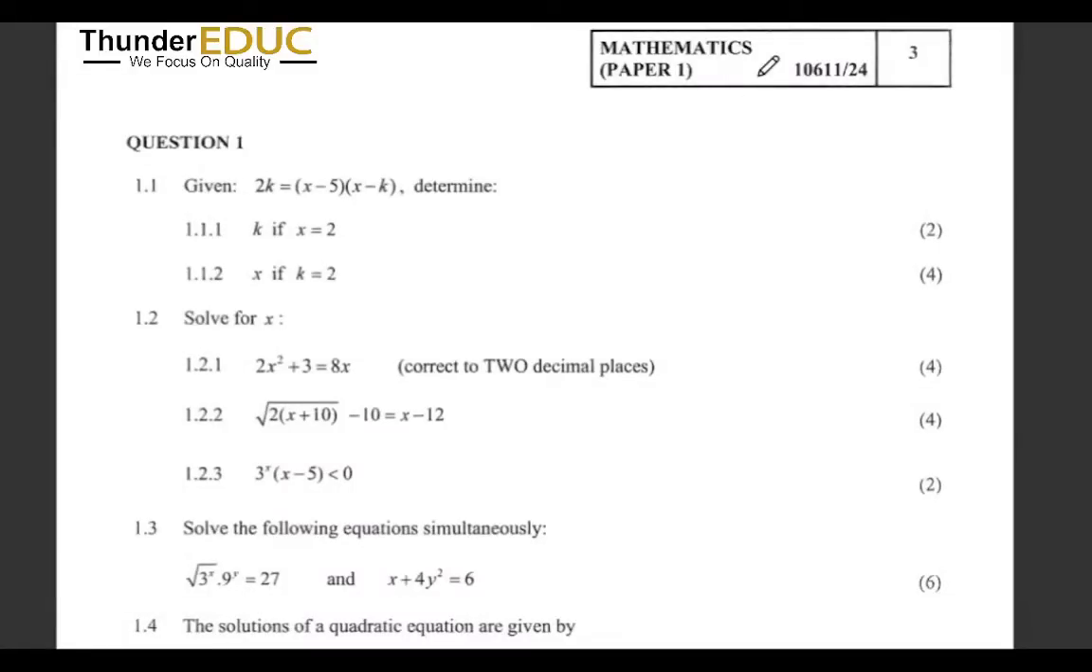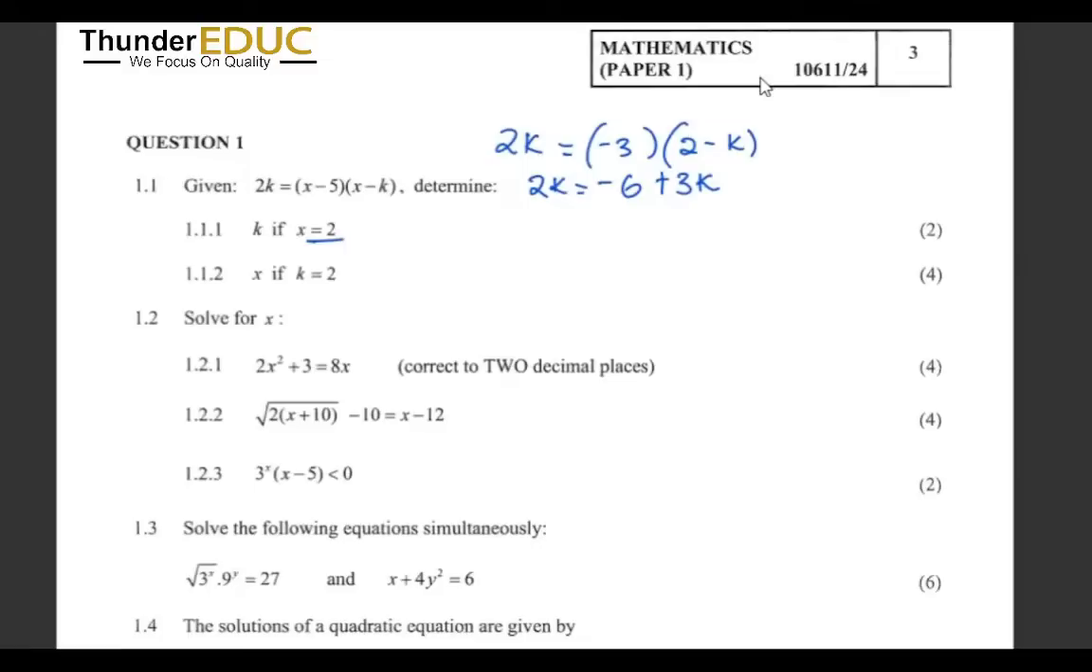Okay, so what we're going to start with is replace x with a 2. If we replace x with a 2, this is going to give us 2k is equal to 2 minus 5, which is a negative 3, into (2 minus k). Let's open this up. So our 2k here should be negative 3 times a 2, that's negative 6, negative 3 and negative k, that gives us a 3k.